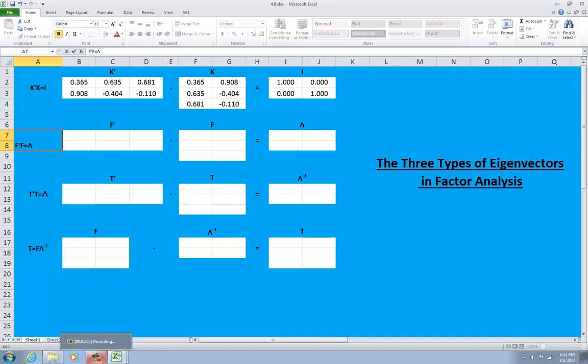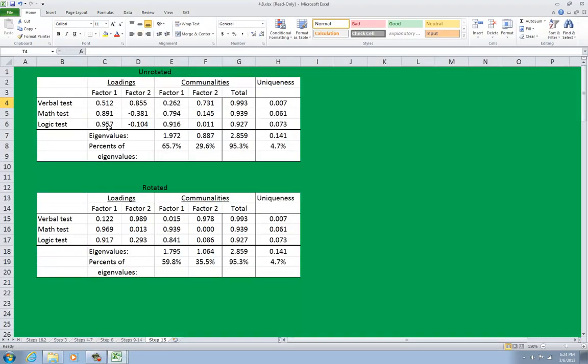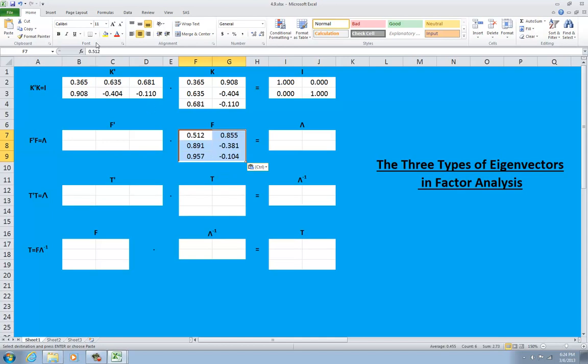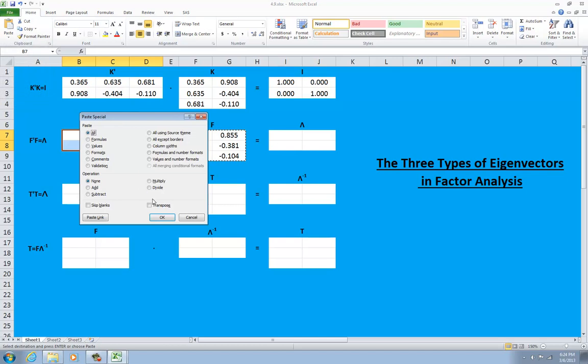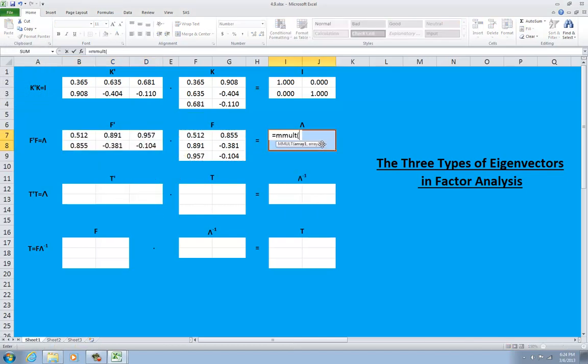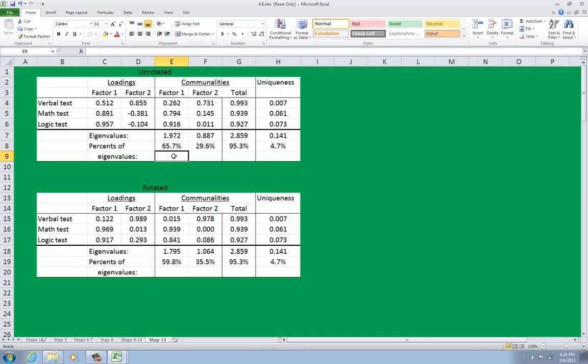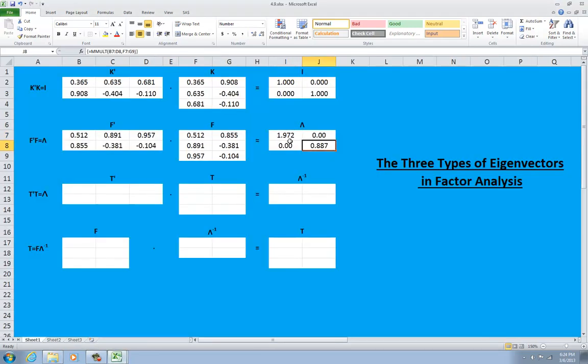We can go back to our Excel spreadsheet where we found the factor loadings. I'm just going to copy these and paste them here to get our F matrix. We can copy and do a transpose, paste. When we multiply these together, we do indeed get zeros on the off diagonals, and on the diagonals we get eigenvalues. If we go back to the last video, we notice from our factor analysis summary table that the eigenvalues are 1.97 and 0.887, which is what we get here. So that is the factor loading matrix pre-multiplied by its transpose to get a matrix of the eigenvalues.